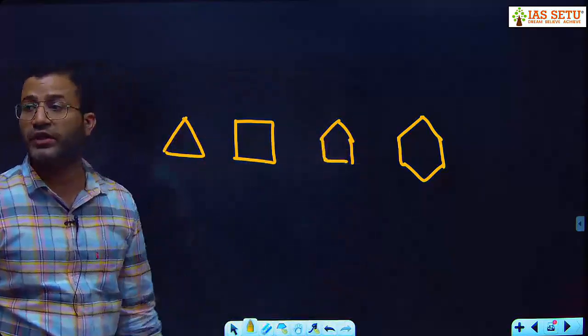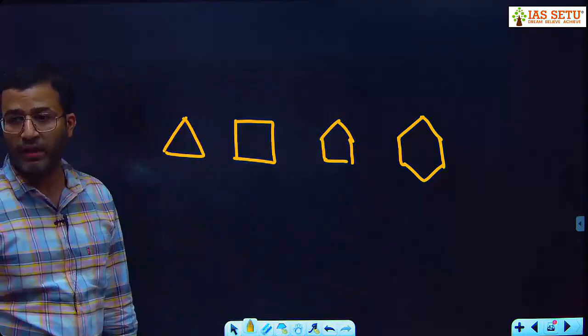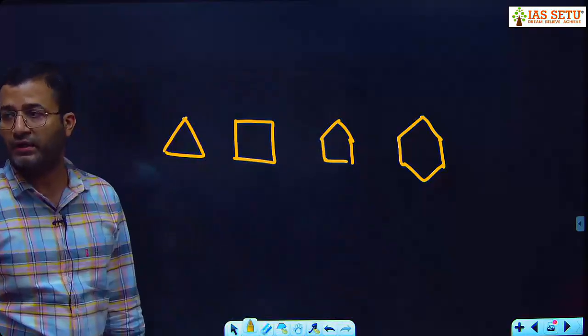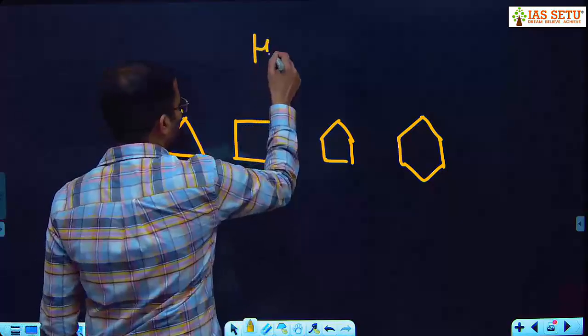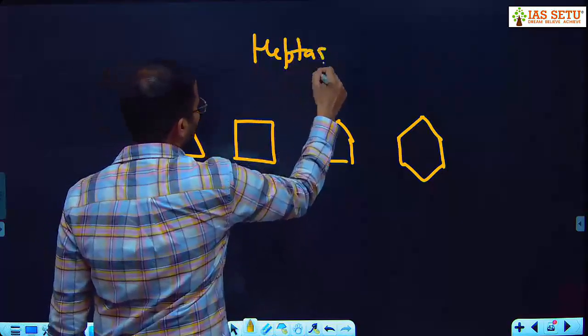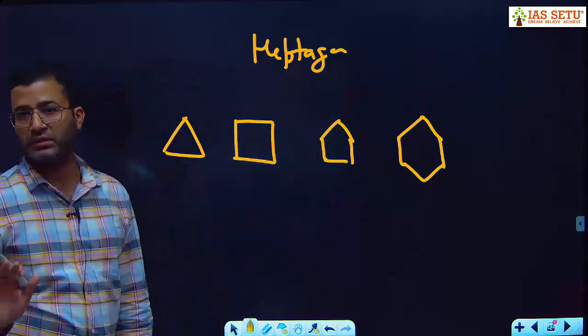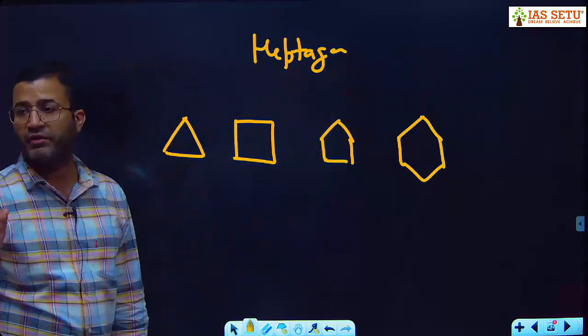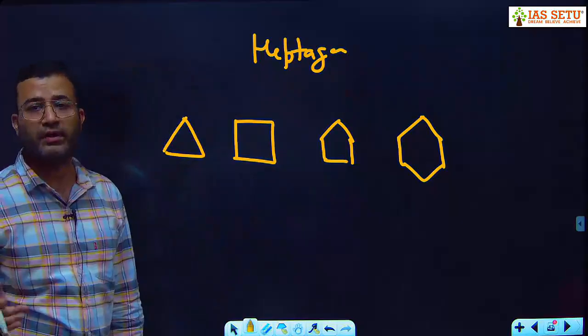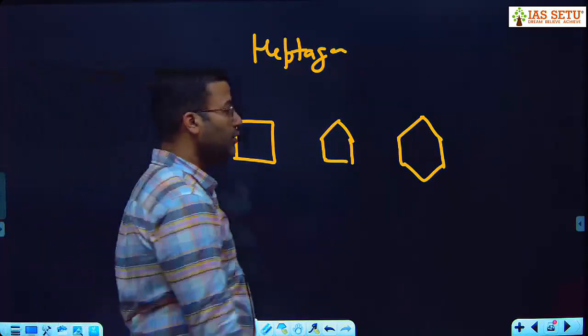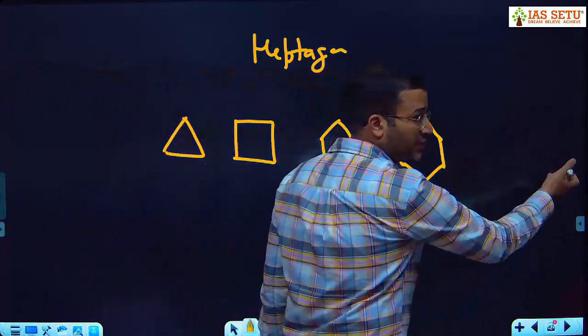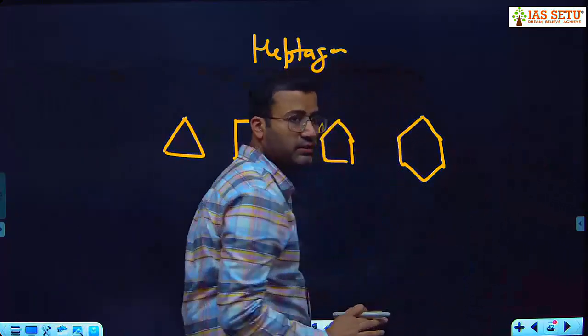After that, what we expect? Septagon. Have you heard of heptagon? Heptagon or septagon. Heptagon, septagon are same thing. A figure with 7 sides is called heptagon or septagon. So next will be septagon. After that, next will be octagon with 8 sides.